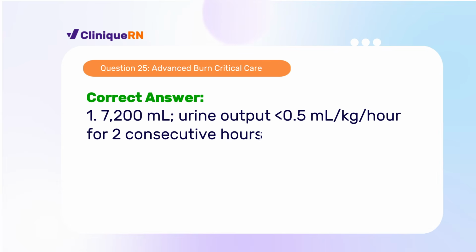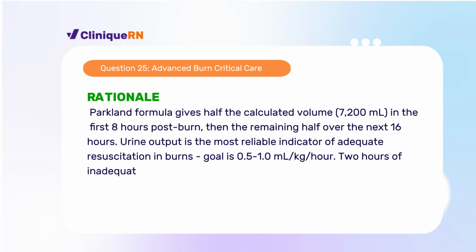The correct answer is 1. 7,200 milliliters. Urine output less than 0.5 milliliters per kilogram per hour for 2 consecutive hours. Rationale.